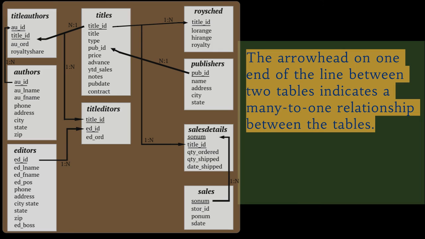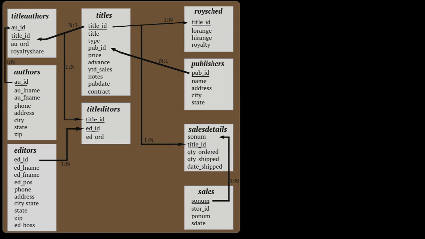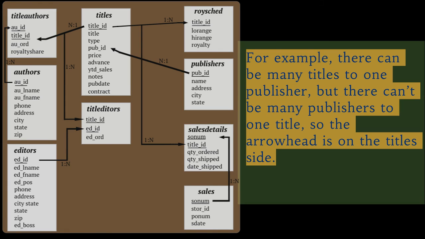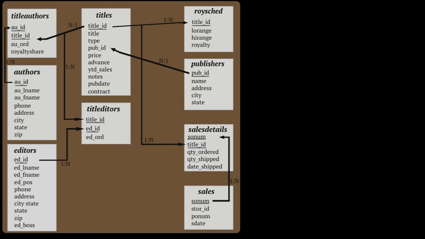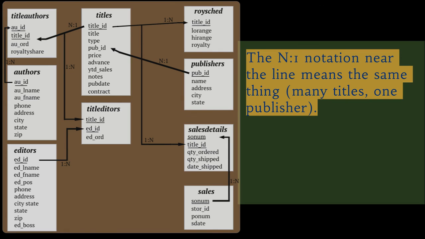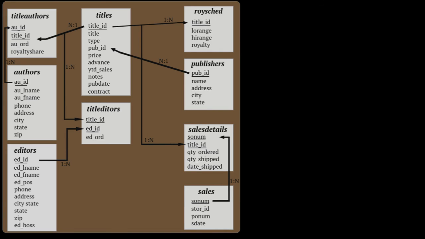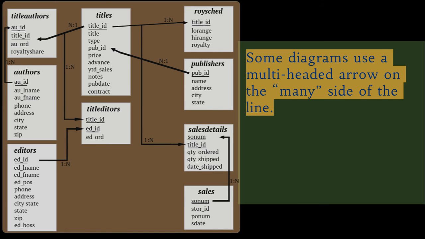The arrowhead on one end of the line between 2 tables indicates a many-to-one relationship between the tables. For example, there can be many titles to one publisher, but there can't be many publishers to one title, so the arrowhead is on the title's side. The n:1 notation near the line means the same thing: many titles, one publisher. Some diagrams use a multi-headed arrow on the many side of the line.